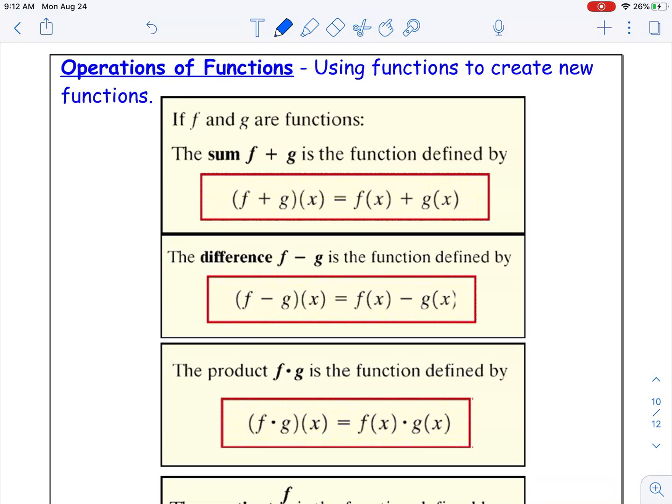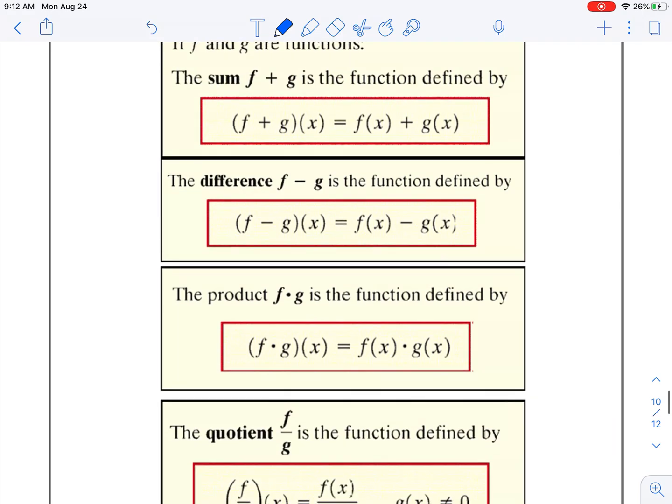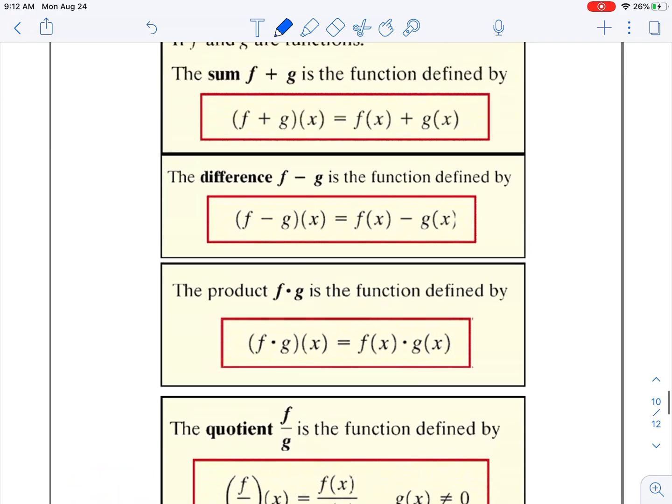All right, guys, so the next thing we're going to look at are operations of functions. I don't know if there's much you need to write down on this page. I think just seeing it is enough, but there's operations on functions, 4 operations: addition, subtraction, multiplication, and division.